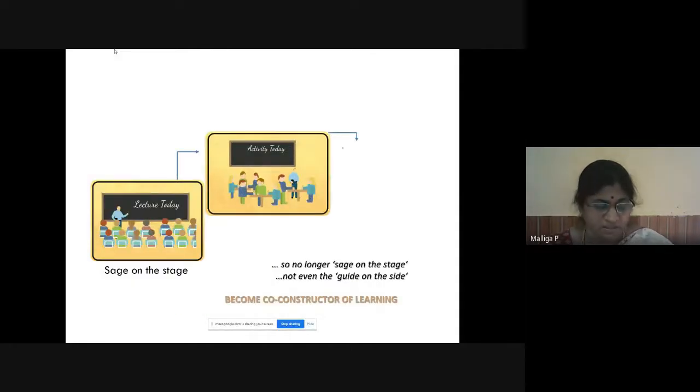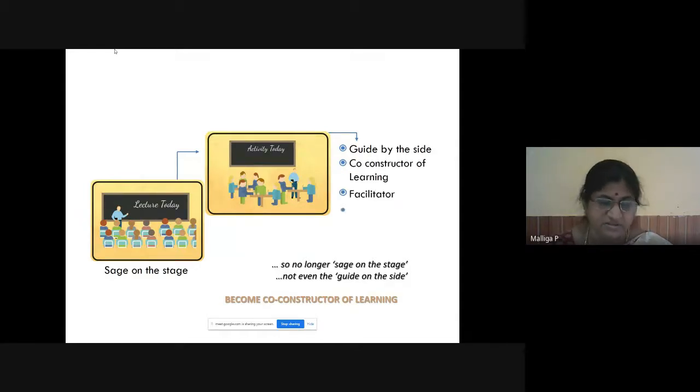When there is a paradigm shift from the teacher-centric to the learner-centric, the role of the teacher is also changing. The teacher is no more the sage on the stage. They are the guide by the side. Even I can say they are no more the guide by the side. They are co-constructors of learning. They are also learning. Our students are also learning, right?